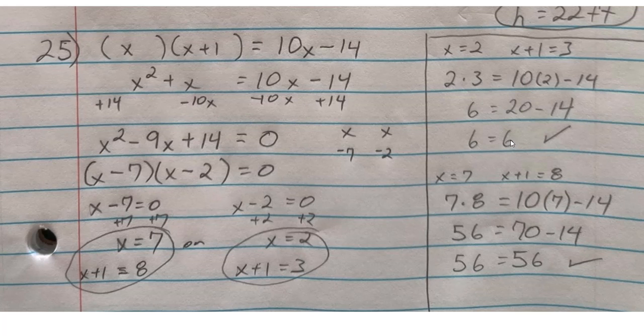So I was like, all right, interesting enough. Let's check the other one, 7, and the consecutive value of 8. 7 times 8 is 56. 10 times the smaller number, which is 7, is 70 minus 14 is, holy smokes, 56. Crazy beans. Both of those sets of numbers work.